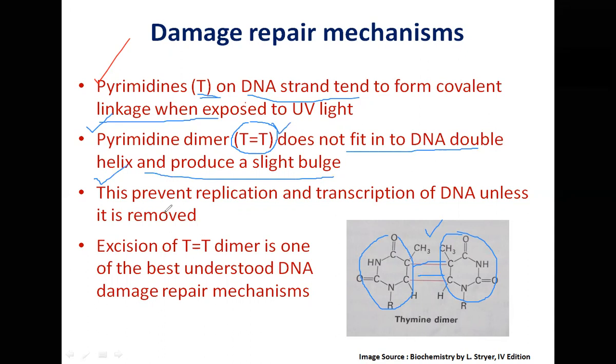So for proper replication or transcription to take place, it is necessary that whatever thymine dimers are formed as a result of exposure to UV light should be removed. We have a mechanism whereby the cell, the organism, can get rid of this thymine dimer by excision, and that mechanism is one of the best understood DNA damage repair mechanisms. Therefore we are studying it in more detail.